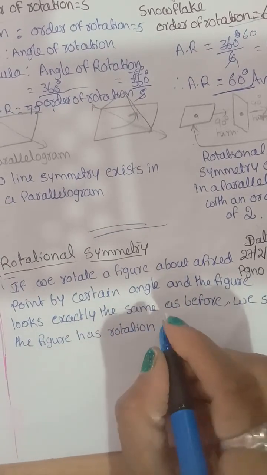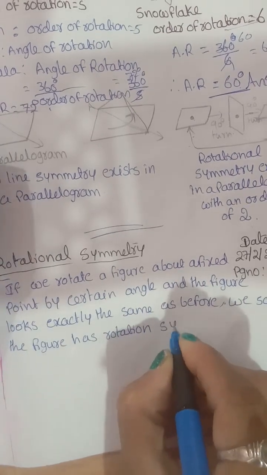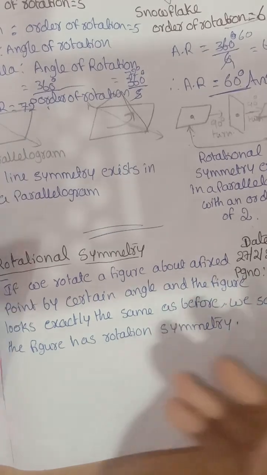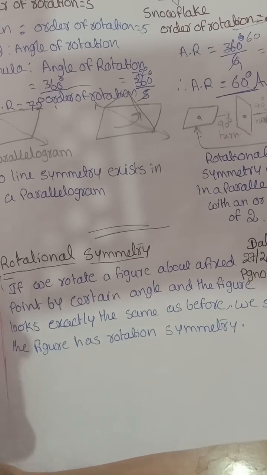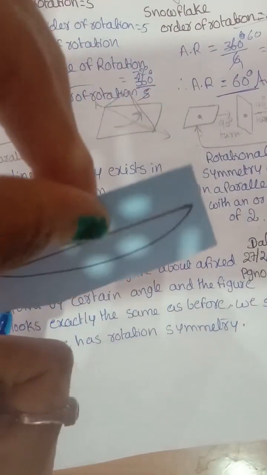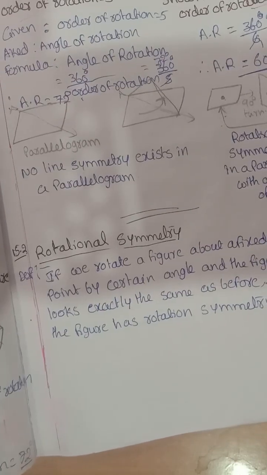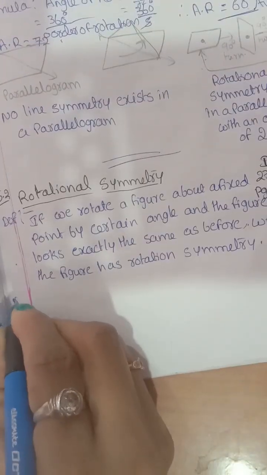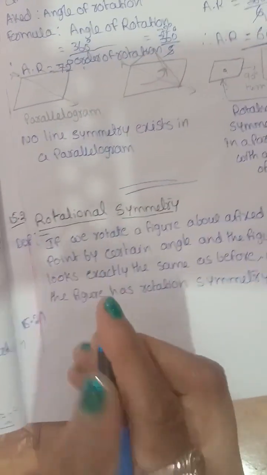If the figure is rotated by a certain angle and looks exactly the same, that is rotational symmetry. This figure has rotational symmetry at 180 degrees, looks exactly the same. 90 degrees, then again 180 degrees. Yeah, this is your definition. It's over. And next one is 15.2.1, angle of rotational symmetry.